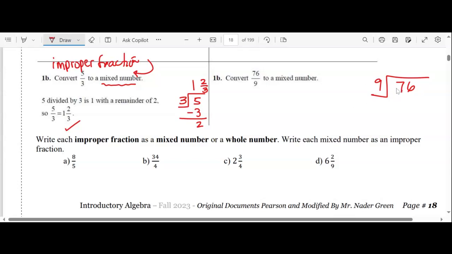Okay, 9 goes to 7? No. 9 goes to 76? Yes. How many times? 8 times. 8 times 9? 72. And then we do what? Subtract. When you subtract, you get 4, right? So 9 goes to 4? No. So that's the remaining. So 4 over 9. So your answer is 8, 4 over 9. Is this clear? Yes. Remember this is classwork.